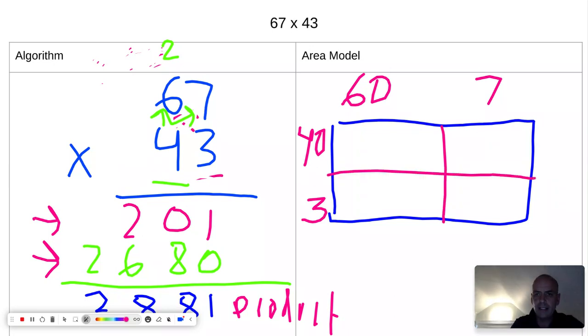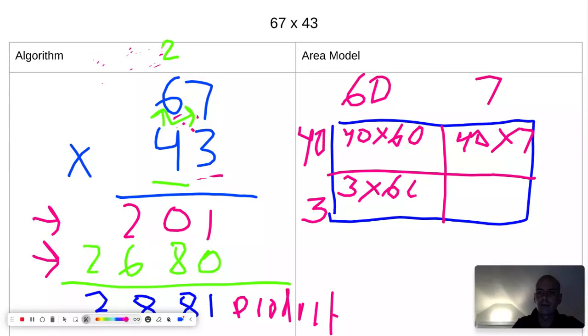Then this first box is going to be 40 times 60. Sorry that it's kind of sloppy writing. It's hard with my finger. This box will be 40 times 7. We have 3 times 60 and 3 times 7. Then you go in and just do all that multiplication. So you get 24 with the 2 zeros, 2,400, right? 4 times 6 is 24, but there were 2 10s, so times 10 times 10.